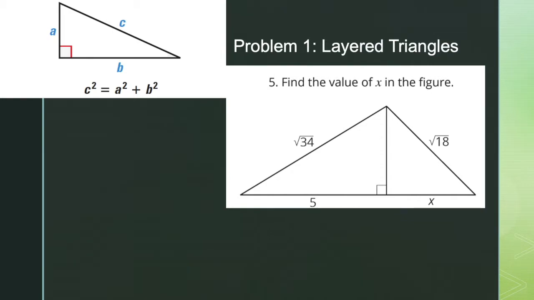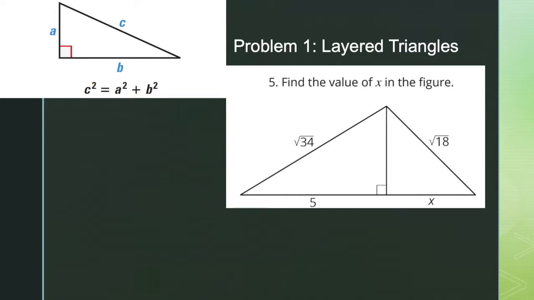As you can see, this mathematical rule is only applicable to right triangles, that is, triangles with one angle that measures 90 degrees. And the formula says that a squared plus b squared is equal to c squared. A and B are the legs of the triangle, so the sides adjacent to the right angle, while C is the side opposite to the right angle, also known as the hypotenuse.